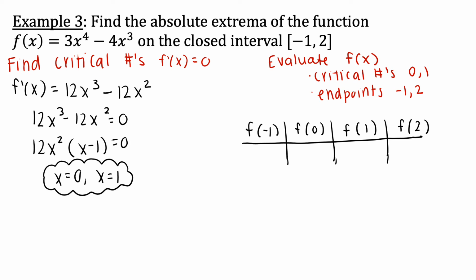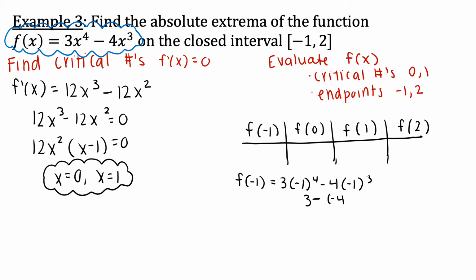Remember, when we plug in, we are plugging into the original given f of x function. So we're looking at f of -1 is 3 times -1 to the fourth minus 4 times -1 cubed. -1 to the fourth would be a positive 1, so we have 3 minus -1 cubed, which is negative, so this becomes -4. 3 minus -4 would give us a positive 7.